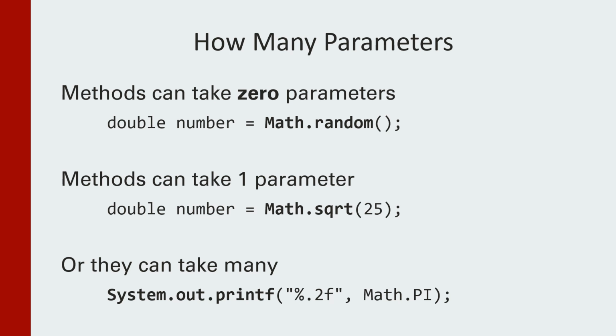System.out.printf can take in multiple things after the string that you're formatting, for however many variables you're taking. And so that actually has a different number that you can set when you call System.out.printf.